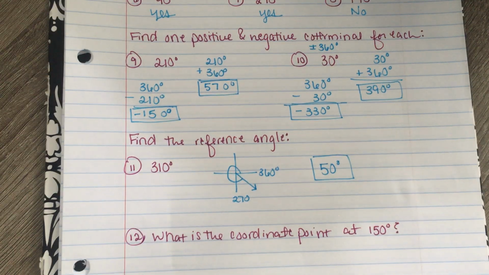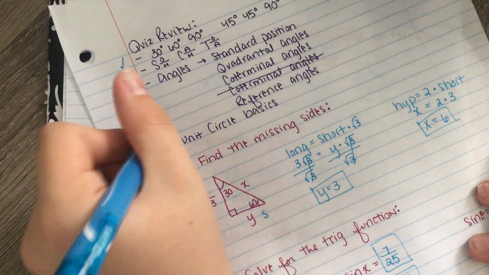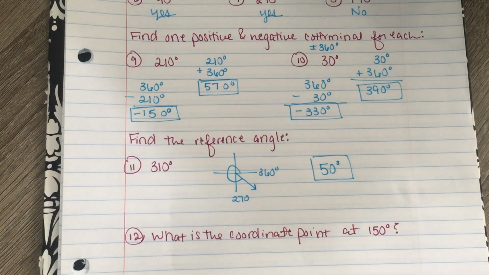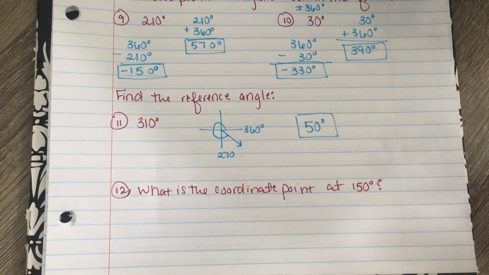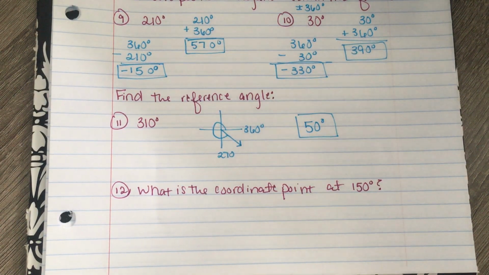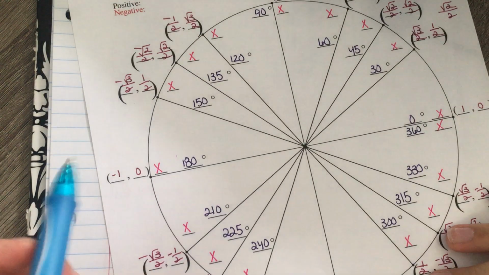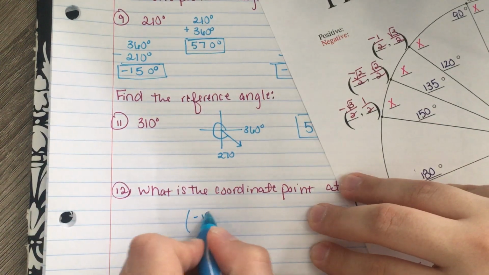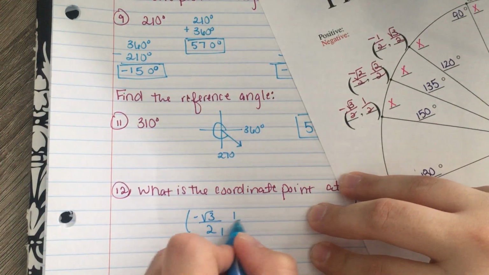And then our last question for the day for our review is going to be on our unit circle basics. I could just ask you a question like, what is the coordinate point at 150 degrees? I'm going to pull up our unit circle for us, and then you just really quickly look at your unit circle from your past lesson, and you're going to see here that the coordinate point there is negative square root of 3 over 2, 1/2.